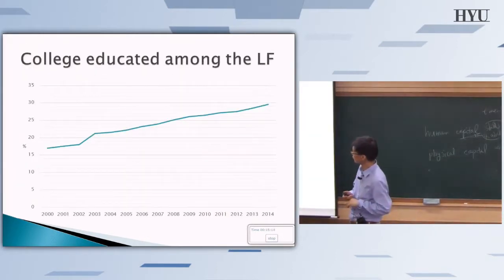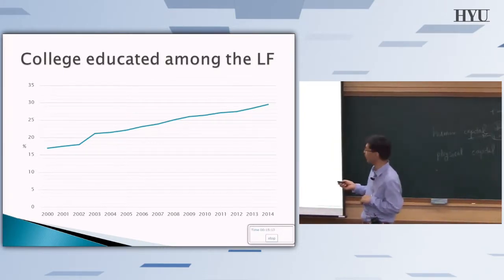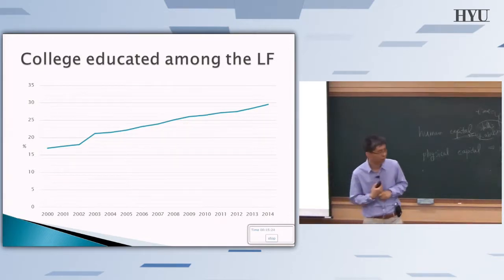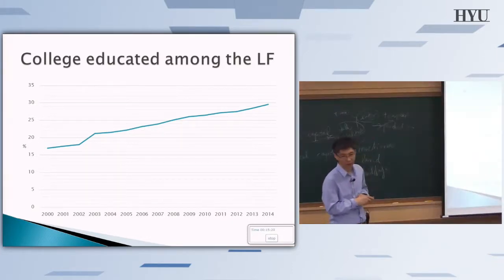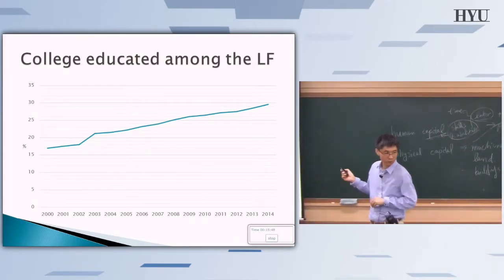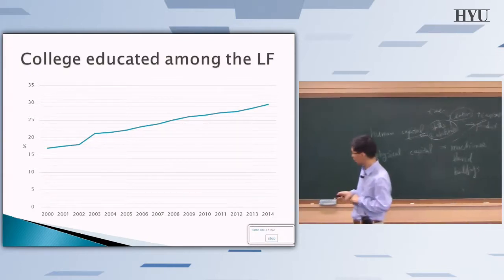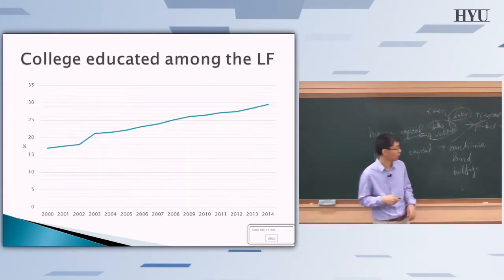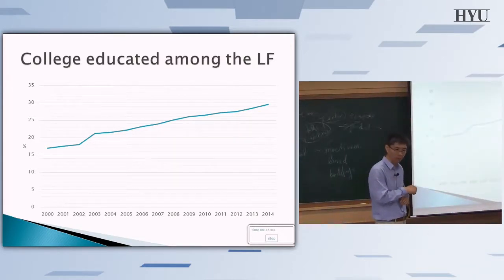Now the second statistic, which I just added today, shows recent statistics on college educated individuals among the labor force. So like you guys, college or higher, college plus graduate school. 15 years ago, in the year 2000, it was around 17%. Now, it's almost 30%. So in 15 years, these percentages almost doubled. Now 3 out of 10 people in the labor force are college educated. It was only half of that 15 years ago.